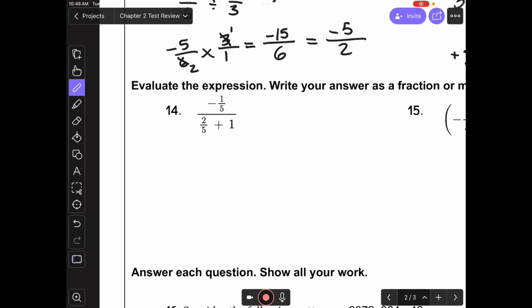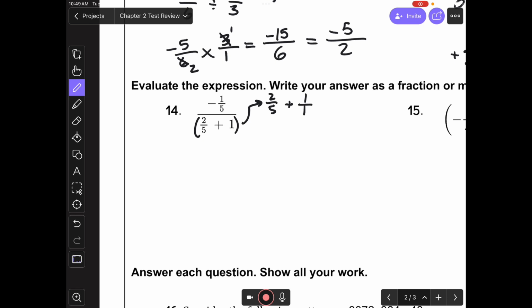14, I've got a complex fraction here. Again, a complex fraction is when I've got fractions inside of fractions. First thing I need to do is take a look at any single equation happening within a fraction. In this case, I've got an addition statement. I like to separate it out, bring it up here. 2/5 plus 1. We know that 1 is also written as 1 over 1, right? It represents a whole number.